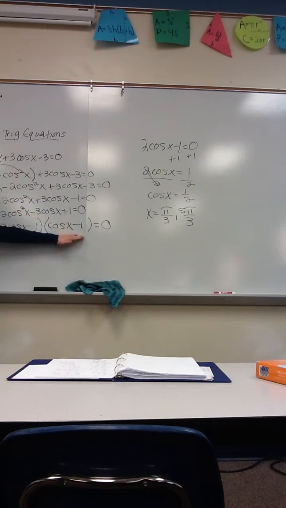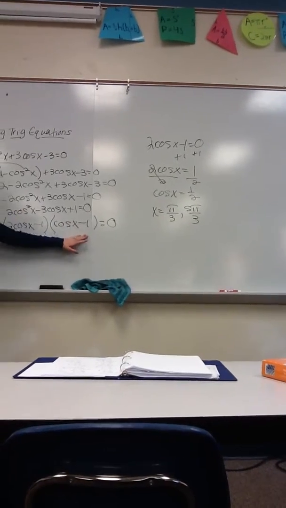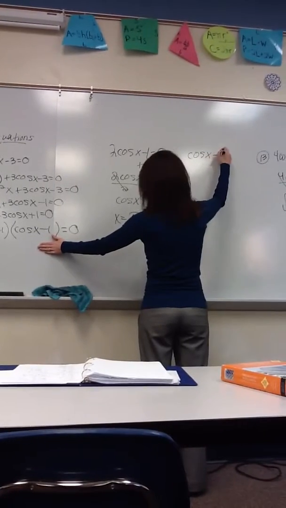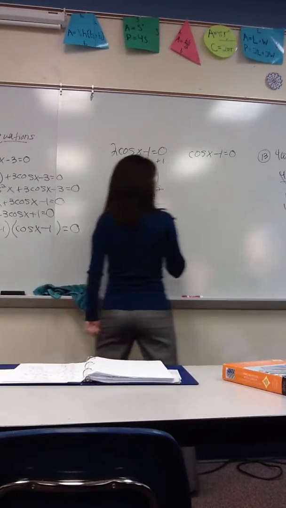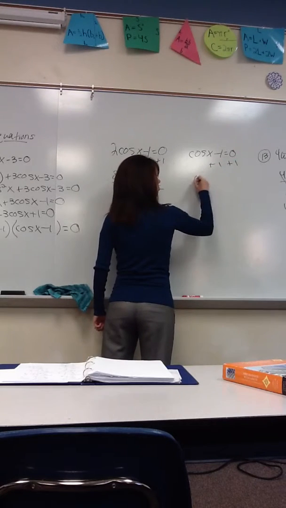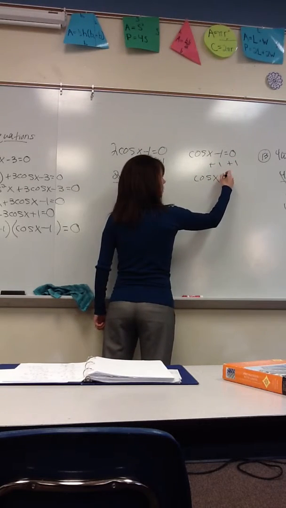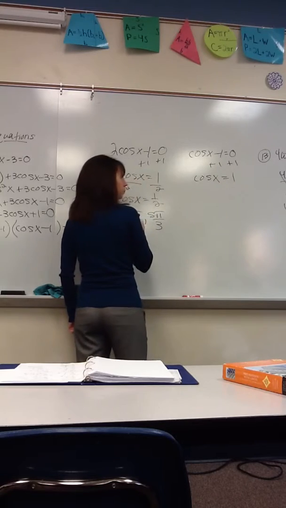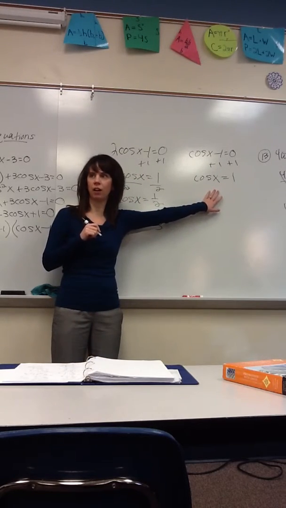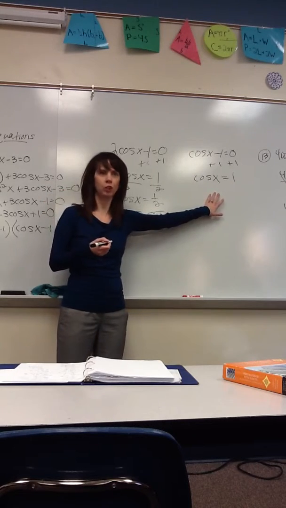But remember, we have to consider this choice too. This factor also. So we also have the cosine of x minus 1 equals 0. Add 1 to each side. So we have the cosine of x equals 1. So what value on your unit circle has a cosine value of 1? 2 pi.